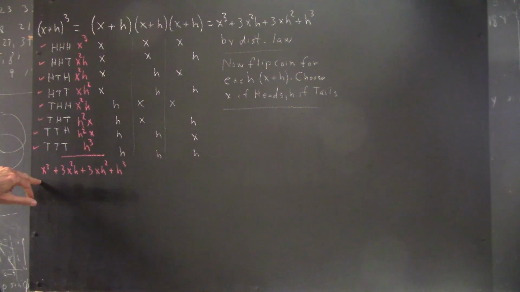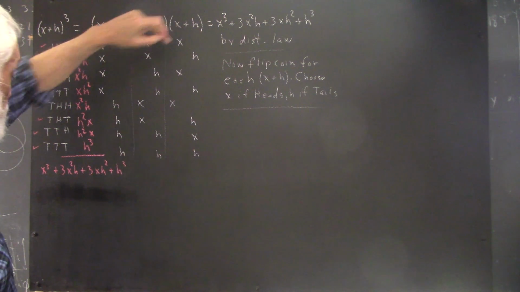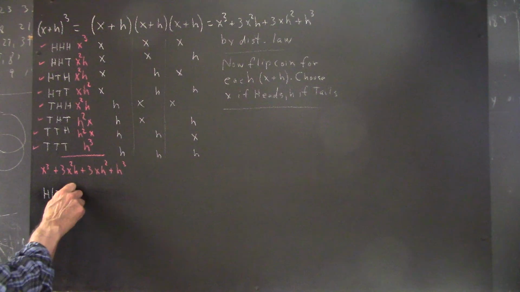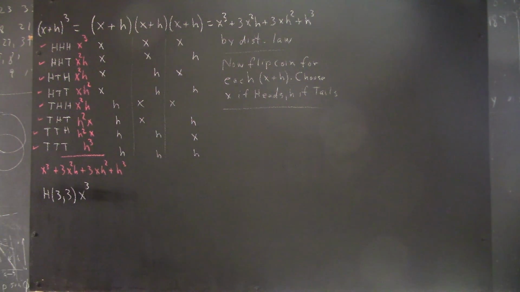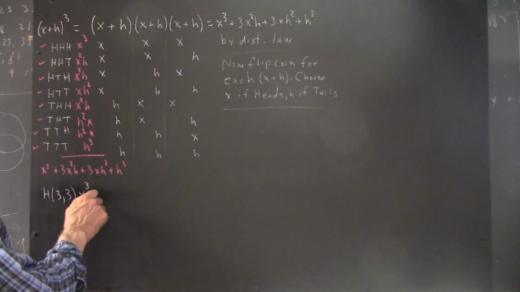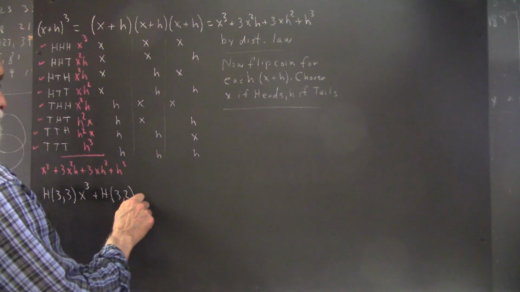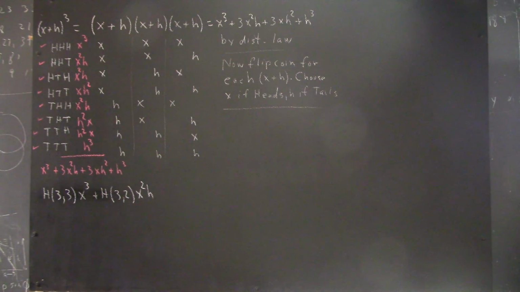Okay, if I want the ways to get x cubed, that's the ways I can get HHH, because that's the way I can get 3 x's. And there's only one way to do that, and that's not C of 3, 0, that's C of 3, 3. Bit careless when I wrote that down. Okay, how many ways can I get x squared h? Well, to get an x squared, I got to get 2 heads, because I got to select x from 2 of these. The way of selecting 2 heads is C of 3, 2. And that's going to be times x squared h.